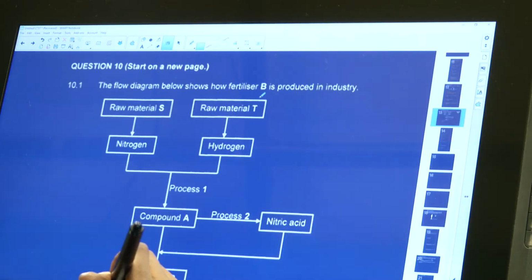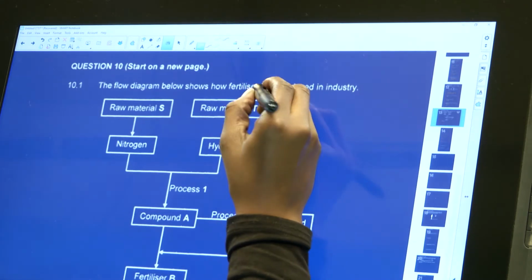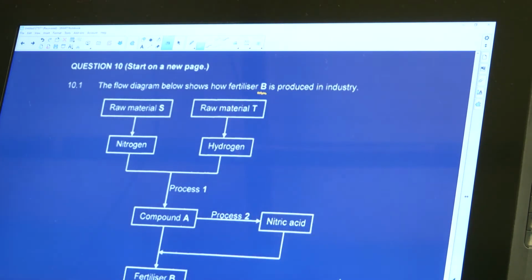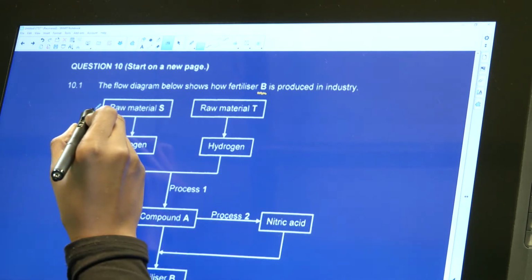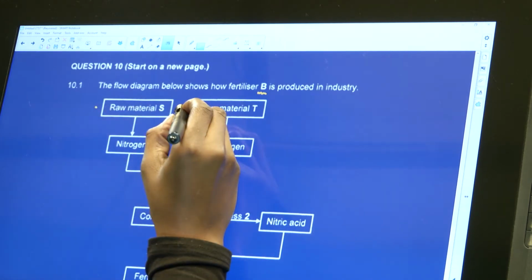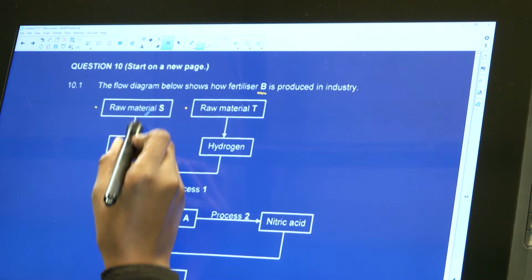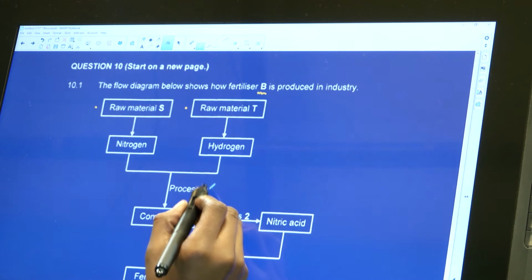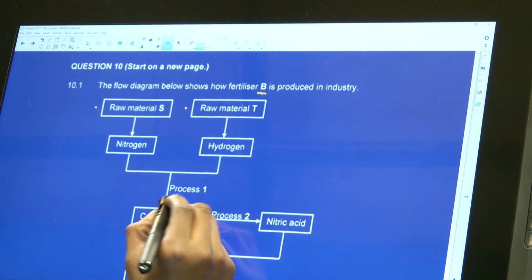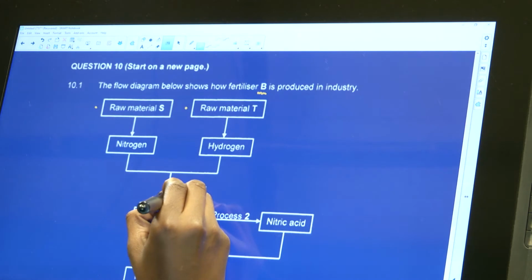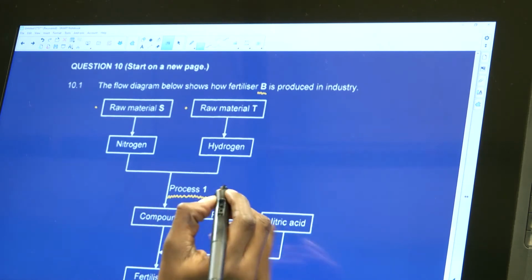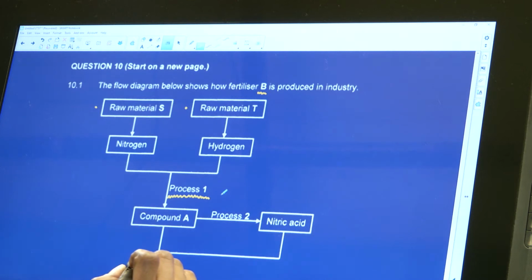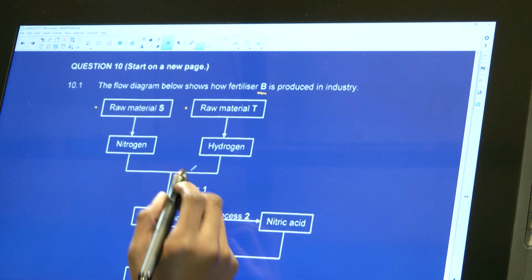So this is question number 10. And we are told that the flow diagram below shows how fertilizer B is produced in industry. Now we're not told what fertilizer B is. I can see that we add raw material S, we also add raw material T, we don't know what they are. And then I can see we have nitrogen, and then we've got hydrogen. Together, they make process number 1. Now, already they've written this as process number 1, which has a name. They'll ask you, what is the name of process number 1? So you need to know what process number 1 is when nitrogen and hydrogen come together.